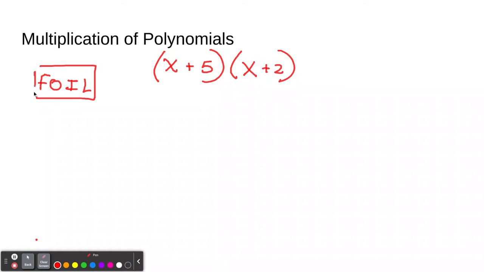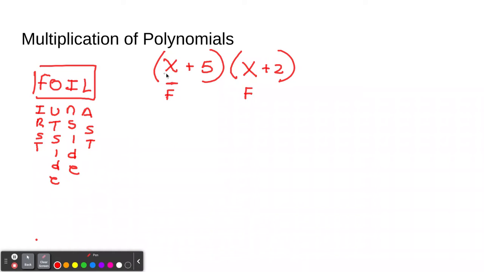So there's this acronym, and the F stands for first, right? First. The O means outside. And I'll explain this. What do you think the I is? Inside, right? Inside. And the L means last. Right, so first, outside, inside, last. So if you look at these terms right here, look at the first term. This is the first term, and so is that. That's the first term.